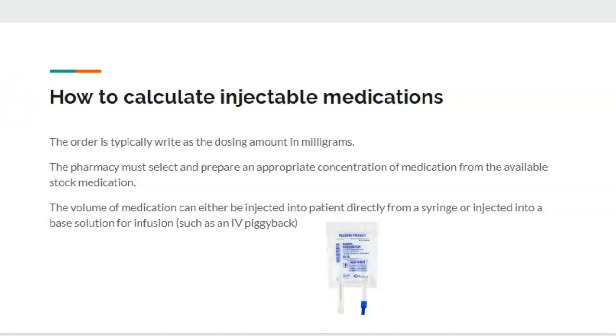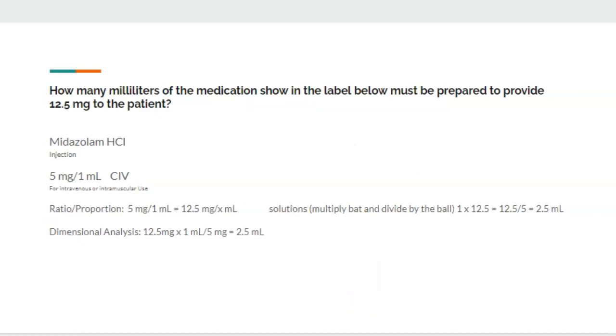So I'm going to show you here on the screen, and then I'm going to go down to the camera and I'm going to do a couple problems for you guys. So how many milliliters of medication shown in the label below would be prepared to provide a 12.5 milligram dose to the patient? Well, here's our label right here. And our medication we have on stock is 5 milligrams per milliliter. And we need 12.5 for a patient, but we have a 5 milligram per 1 milliliter.